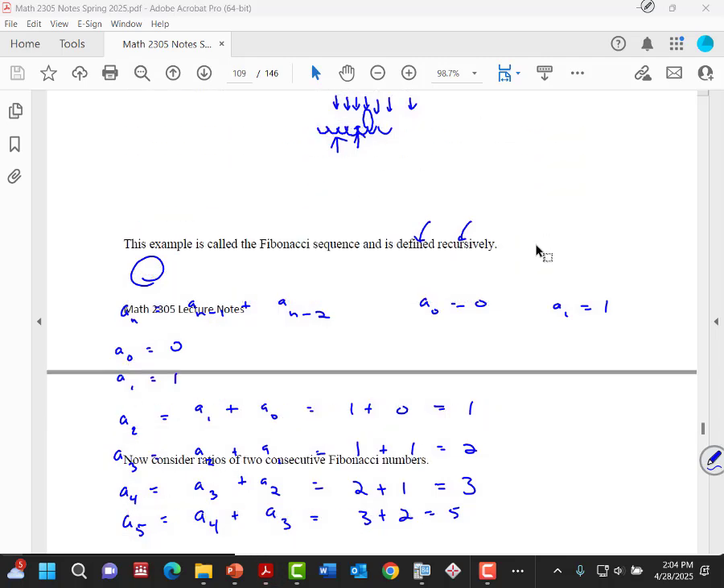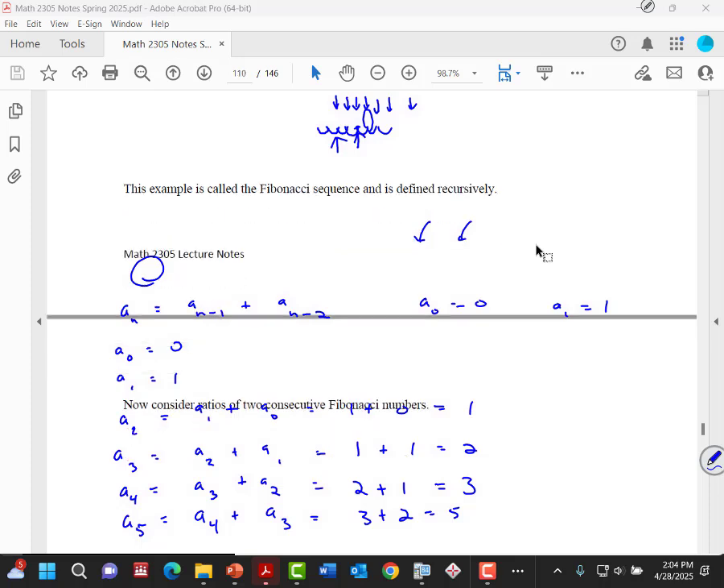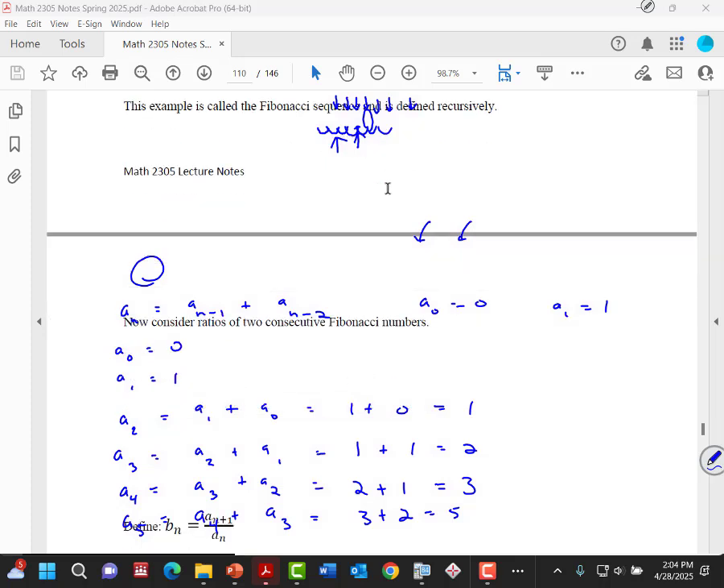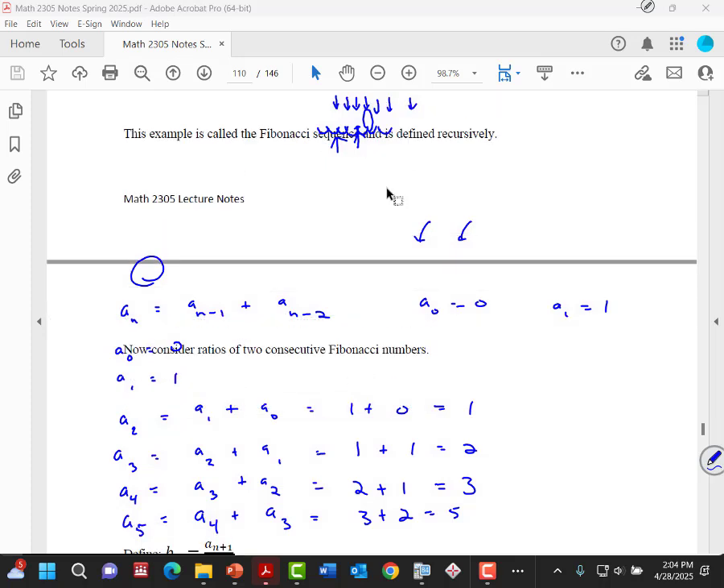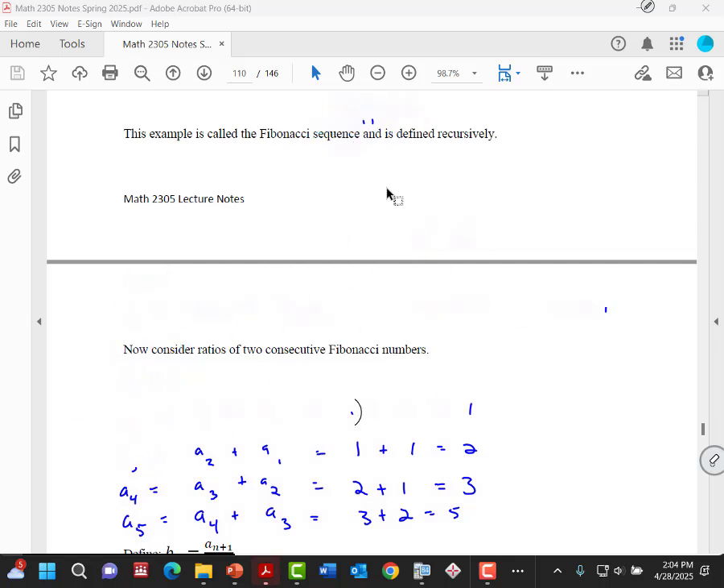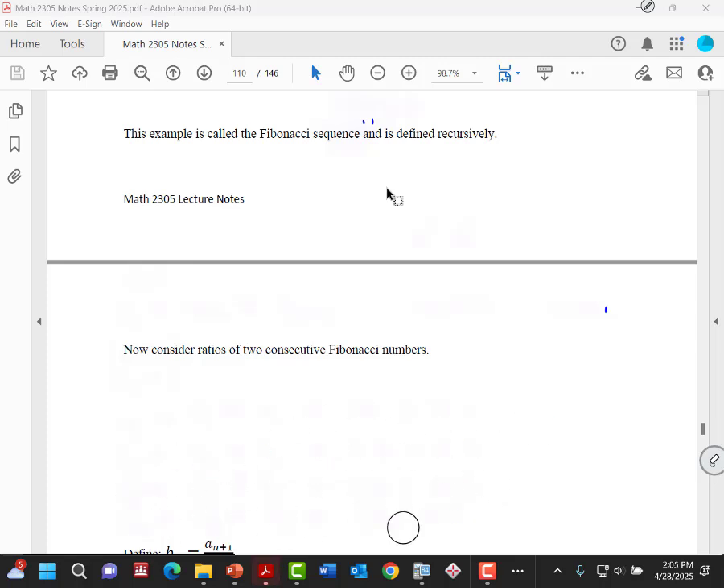Now, this sequence is a very famous sequence, okay? And we call this the Fibonacci sequence, and it is defined recursively. So what we want to do next is take a look at the ratios of two consecutive Fibonacci numbers.